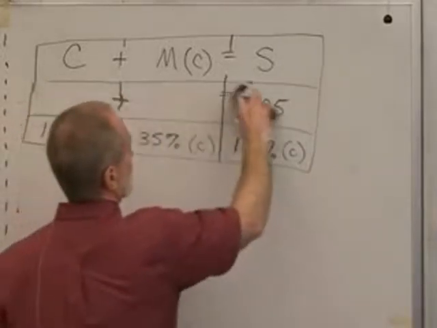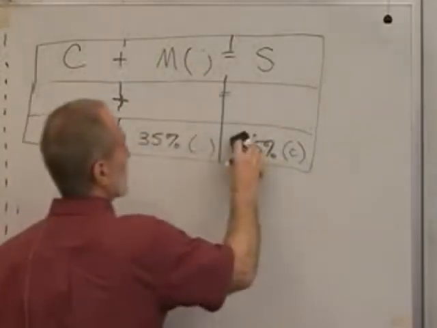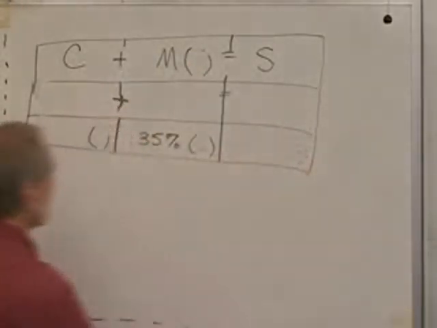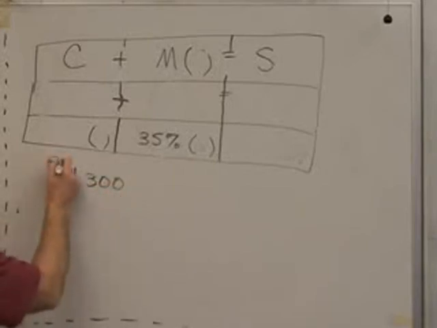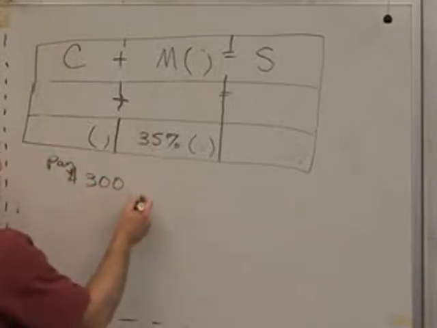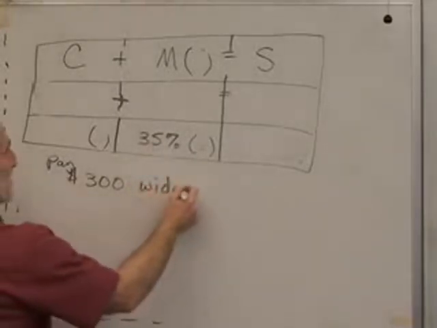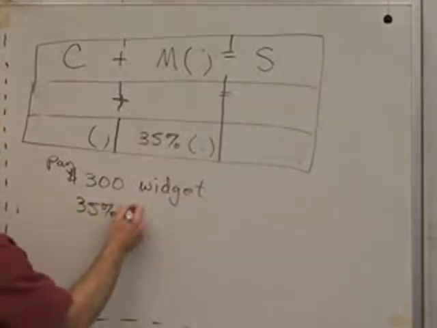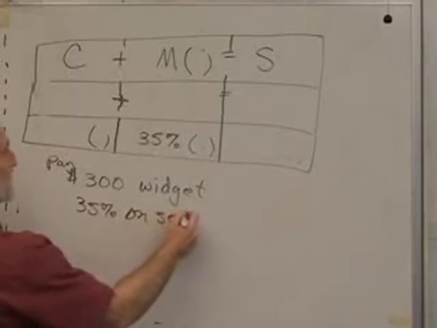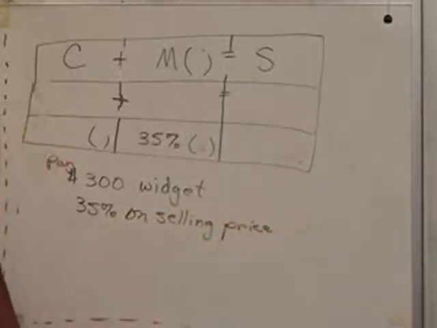Let's look at a very similar situation where we say, this business, we pay $300 for a widget. To stay in business, we need a 35% margin on selling price. Find the selling price and the margin, or the markup.